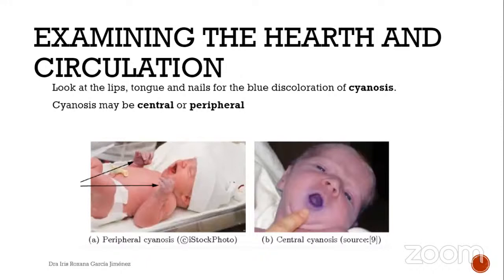About the examination of the heart and circulatory system, we must consider that they are present in all parts of the body. We have some maneuvers and specific places to check. For example, look at the lips, tongue, and nails for the blue discoloration. It means cyanosis, of course. Cyanosis may be central, like this, or peripheral, like this, just hands, right?